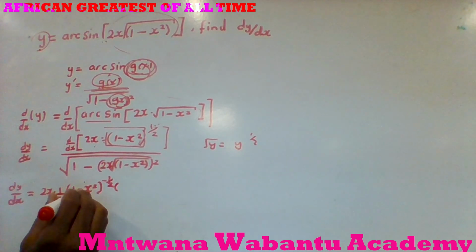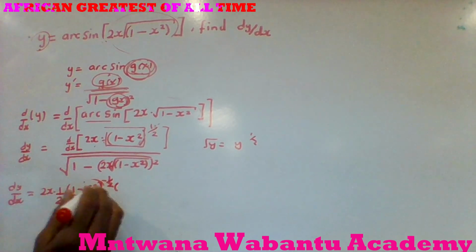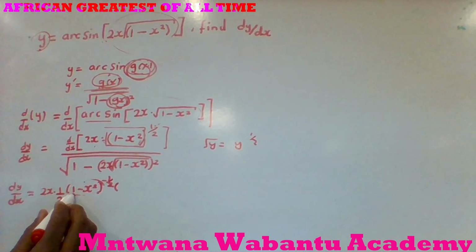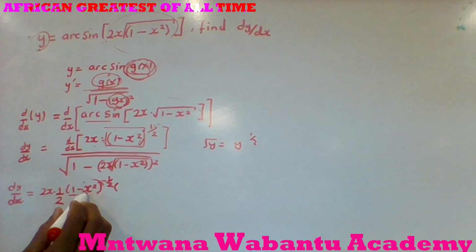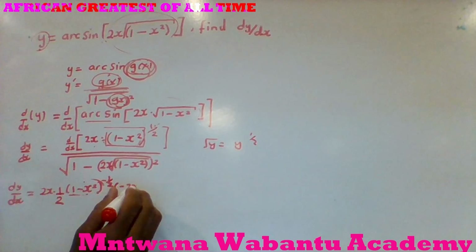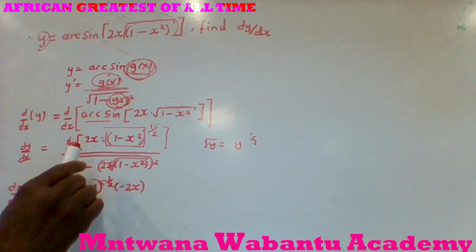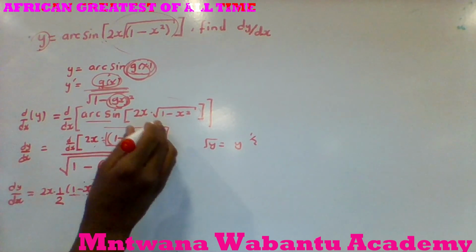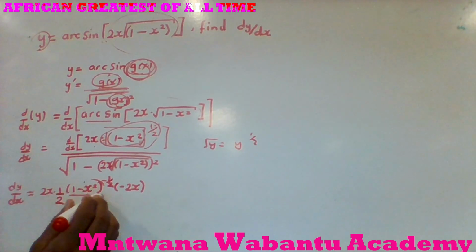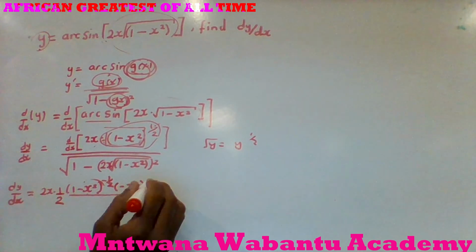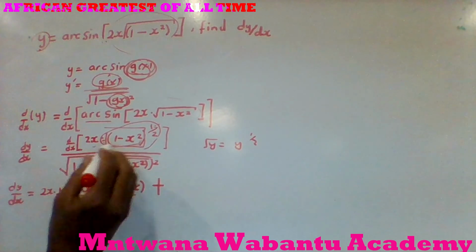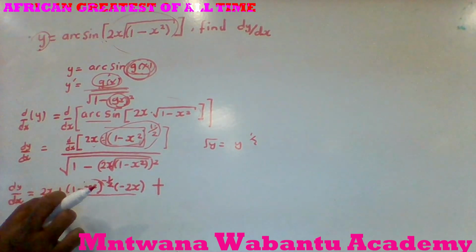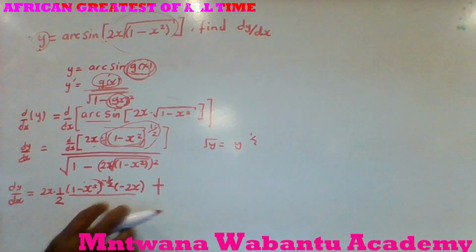And then don't forget to differentiate what is inside the bracket. When you differentiate 1, you get 0. When you differentiate negative x squared, it's going to give you negative 2x. So this is constant. When you differentiate all of this, it gives us this. Now we're going to plus, because this is constant, and we differentiate all of this, you get this stuff here.